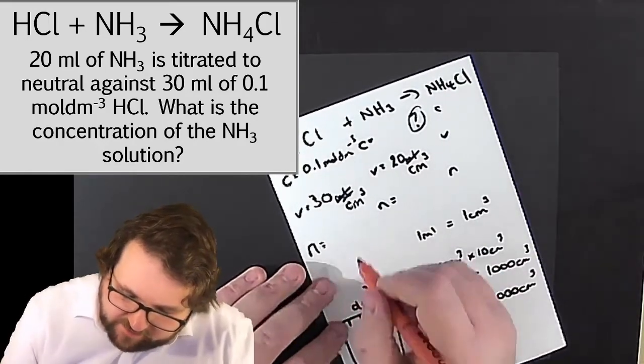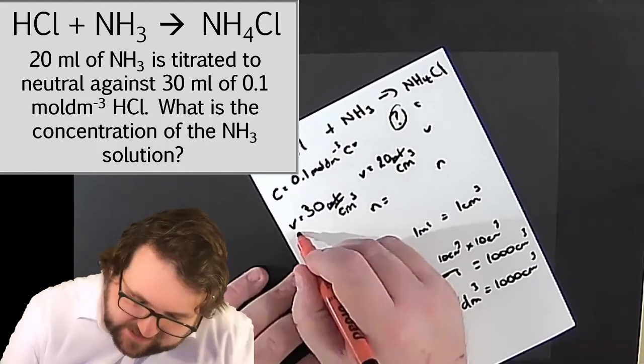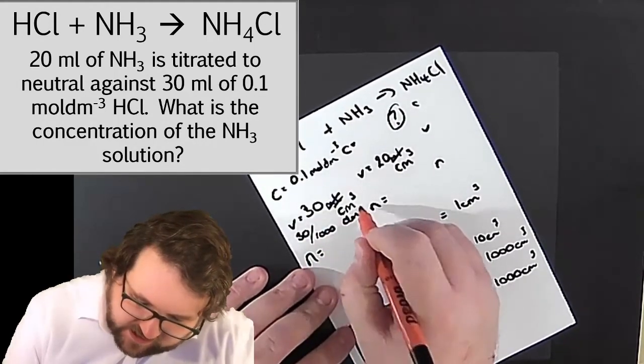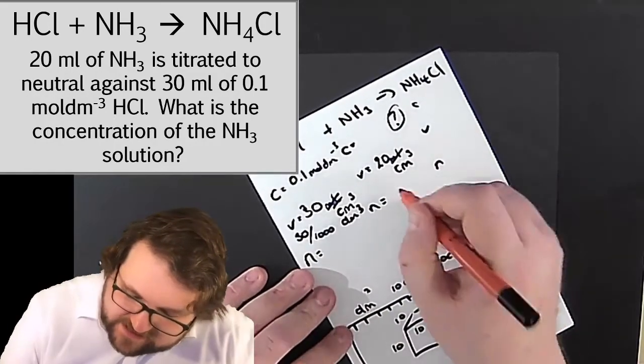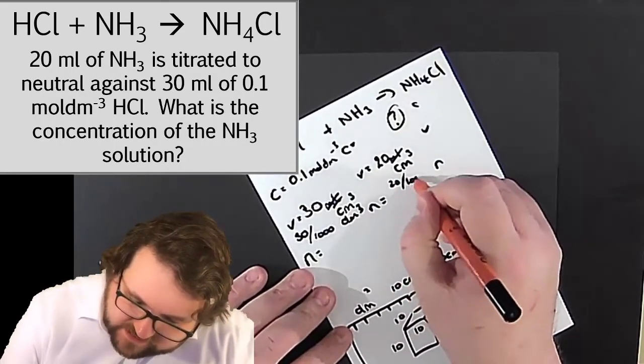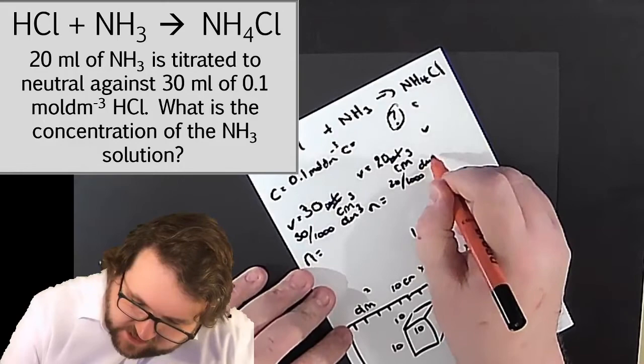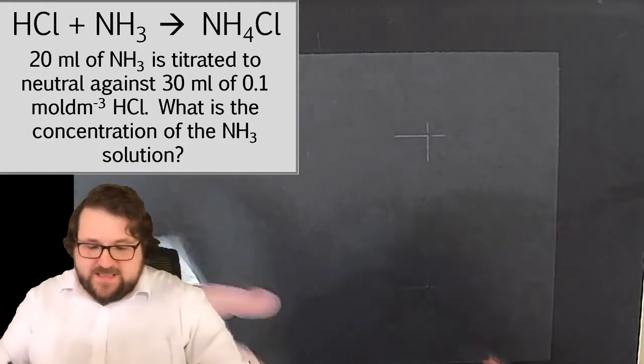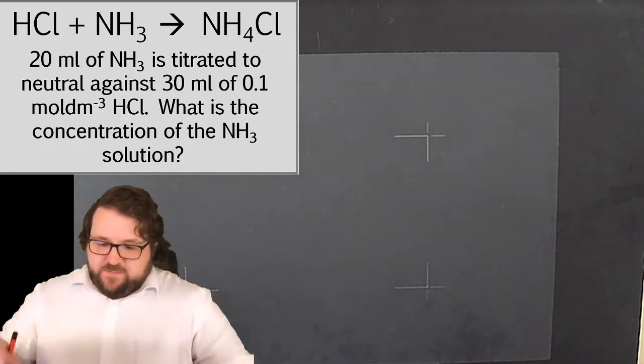So the volume then is 30 over 1,000 decimeters cubed. And over here it's the same, 20 over 1,000 decimeters cubed. Okay, so we're getting a bit messy now. Let's get ourselves a new piece of paper.